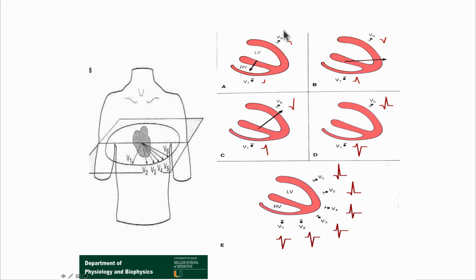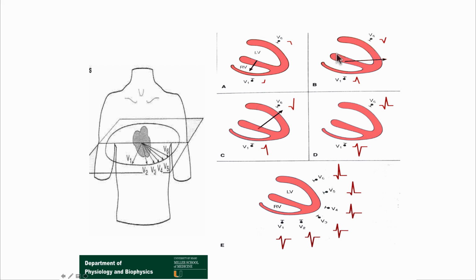This would be the cross section in that horizontal plane, and this would be lead V1, and this would be V6. Initially there is a net depolarization dipole in this direction, and since this is positive, moving towards V1, we would expect to see a positive potential, which is shown here. And on V6, where this depolarization is moving away, we would see a negative potential, which we do.